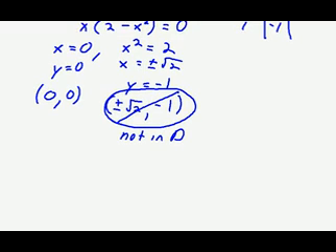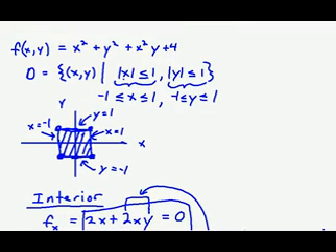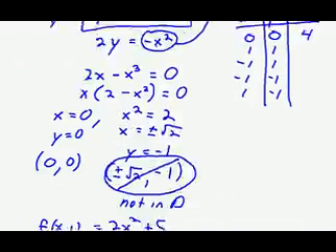So if I replace y with 1, then f(x, 1) becomes 2x squared plus 5. Let's see if you believe that. If I replace y with 1, then certainly I'll have an x squared plus x squared here. So that's 2x squared, and then a 1 and a 4 here, so 2x squared plus 5.